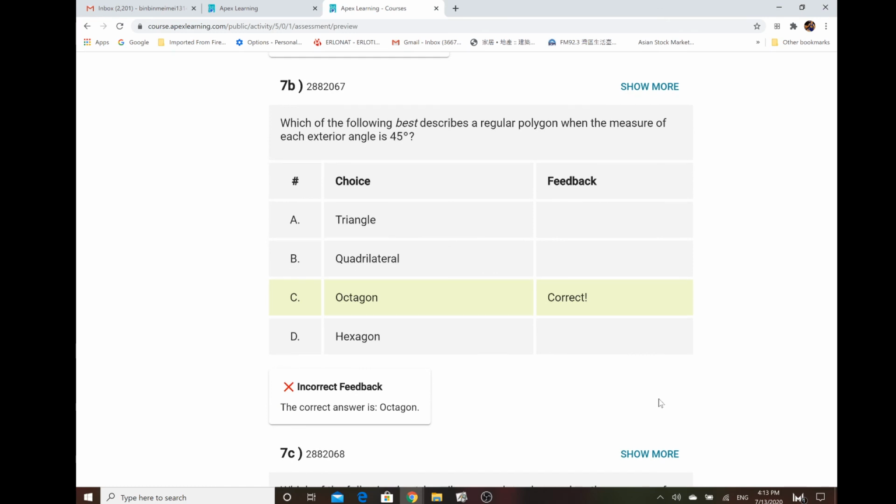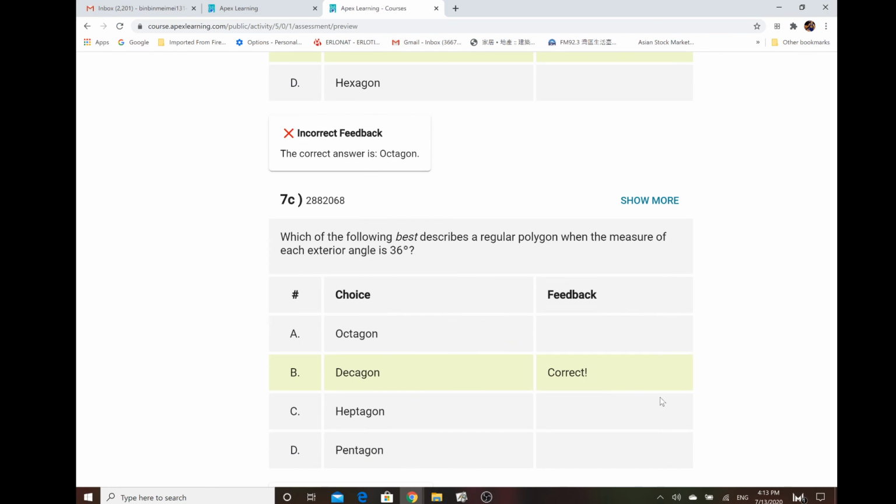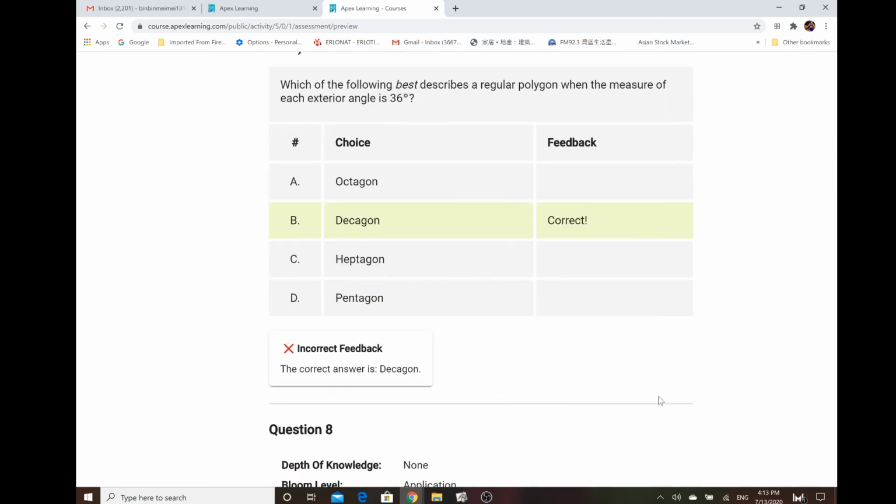And then the next one, 360 divided by 45 is 8, so it's an octagon. 360 divided by 36 is 10, a 10-sided figure, decagon.